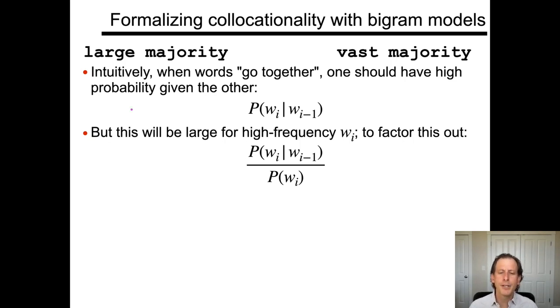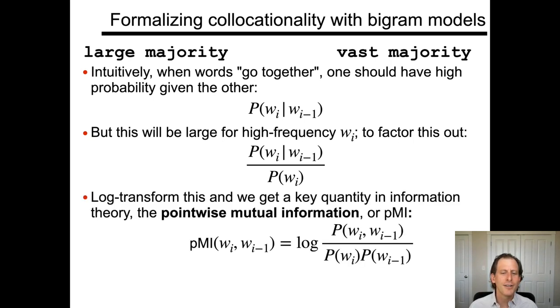We can factor this out by just dividing out the probability of the event word, w sub i. So this is the conditional probability of w sub i given w sub i minus 1 divided by the unigram probability of w sub i. So this factors out, above and beyond a word being high frequency, how likely is it to occur in the context of w sub i minus 1.